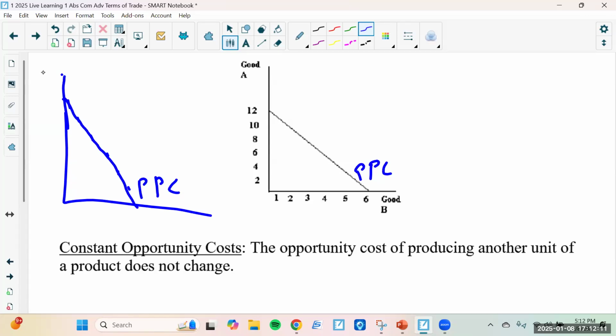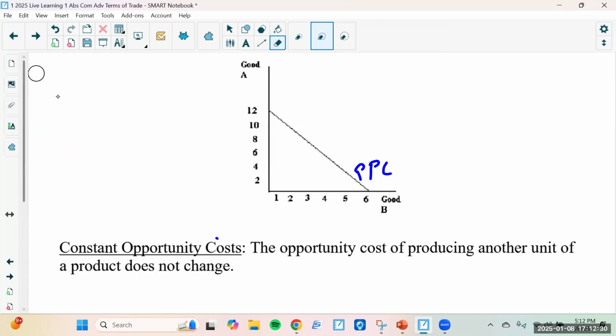So, let's say we're talking about good Z and good X, then now it's labeled. The numbers here, you don't have to have, because the straight line production possibility curve tells you that it's a constant opportunity cost. When you have a straight line production possibility curve, that means it is a constant cost going on there. We put the numbers in there just to show you what the cost is, okay?